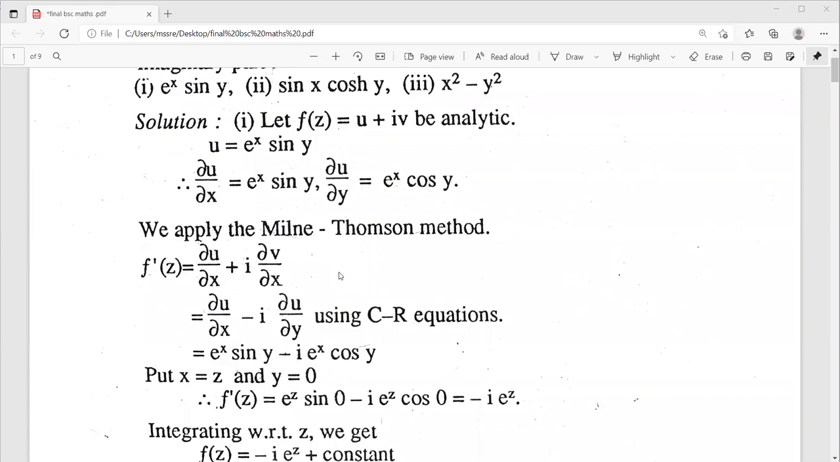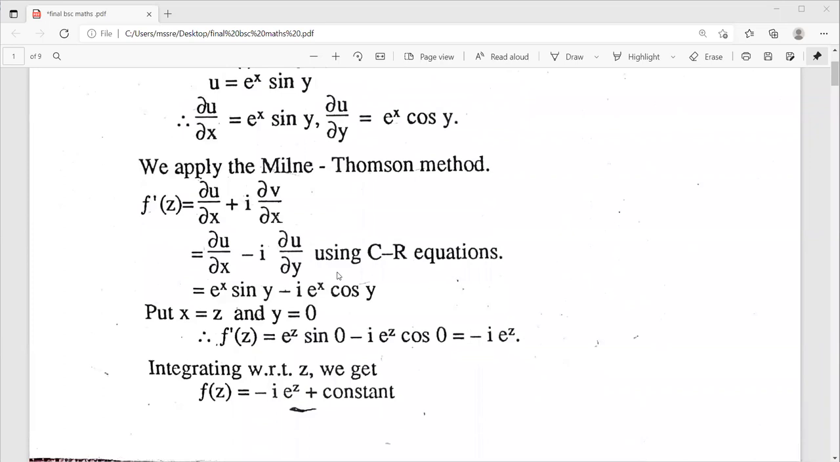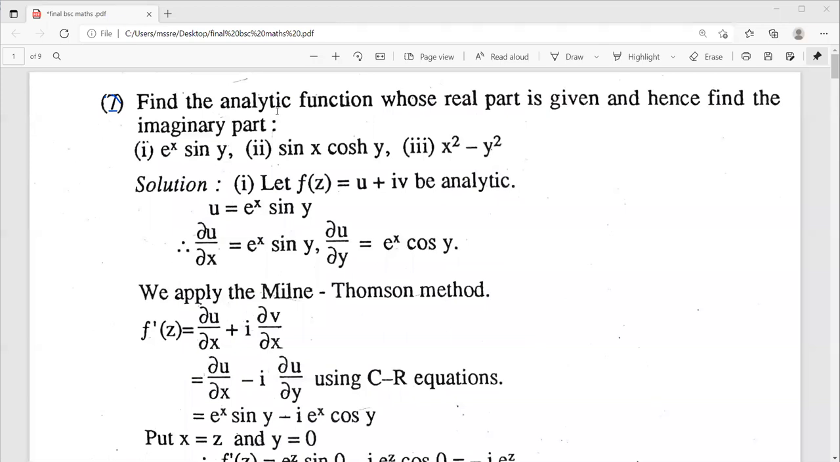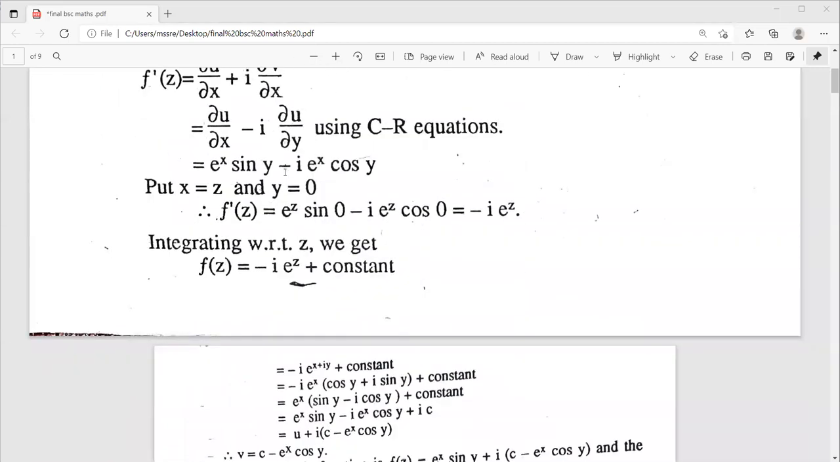If you know f dash of z, you can find f of z by integrating f dash of z with respect to z. So if you integrate both sides with respect to z, the integration of f dash of z is f of z equals minus I into integration of e raised to z, which is e raised to z plus some constant. So what we are required to find is find the analytic function. So what is that analytic function we have found now? Minus I e raised to z plus constant.